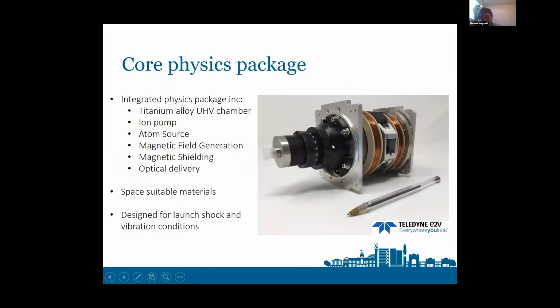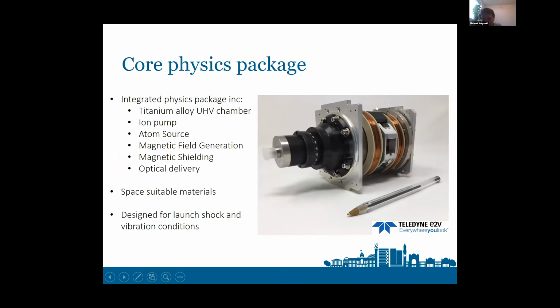So this is the main physics package with a biro pen for scale. You can see here the coils. This inside here would be the prism MOT, and we have a telescope coming here. It's a titanium chamber with an integrated ion pump inside and dispenser inside.